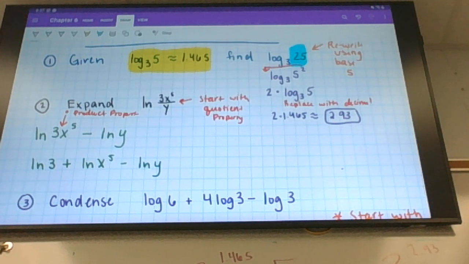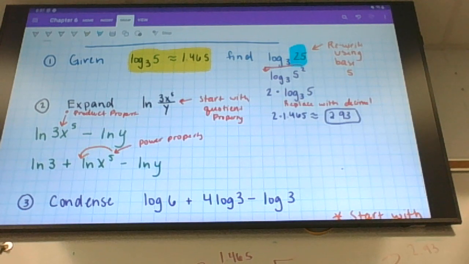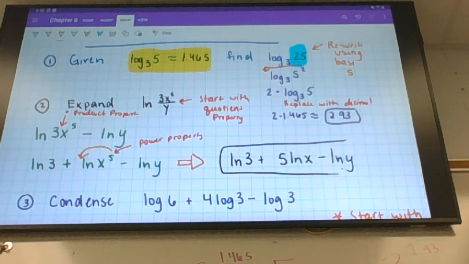The last property I'm going to do here is the power property. I'm going to take that exponent and write it out there in front. And this will be my final answer: natural log 3 plus 5 natural log x, minus the natural log of y is the expanded form of that fraction.